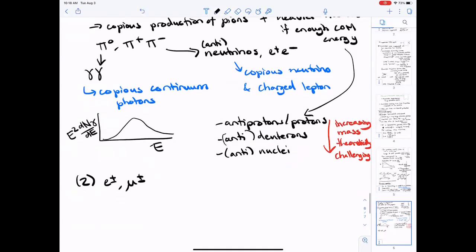Okay, the second class of scenarios is where we annihilate into light charged leptons, electrons or muons. If we make electrons and positrons, we're done. They're stable. Those particles will propagate to our detectors. If we make muons, they'll decay into electrons and neutrinos. So these channels make lots of charged electrons, but not a lot of photons, because there's no production of pions or something else that's going to decay directly to photons.